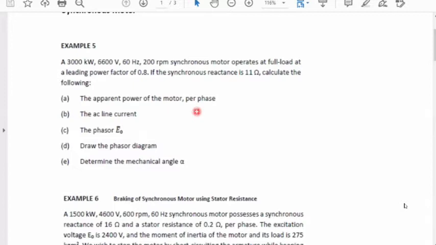Let's look at example number 5. It says a 3000 kilowatt, 6.6 kilovolts, sorry, a frequency of 60 hertz, speed of 200 RPM synchronous motor operates at a full load at a leading power factor. If the synchronous reactance is 11 ohms, calculate the following: the apparent power of the motor per phase, the AC line current, the phasor E naught, and draw the phasor diagram. Also determine the mechanical angle alpha. All right, let's go into our memo.